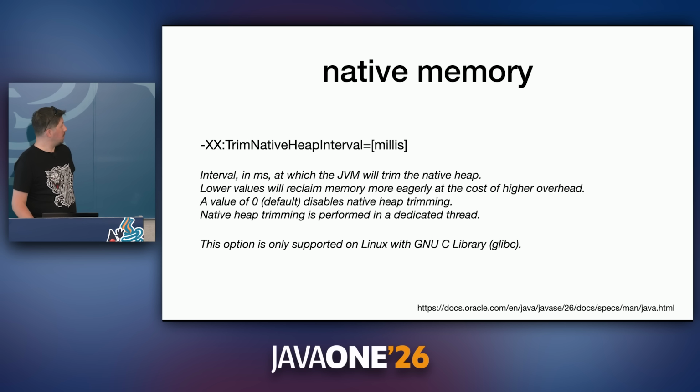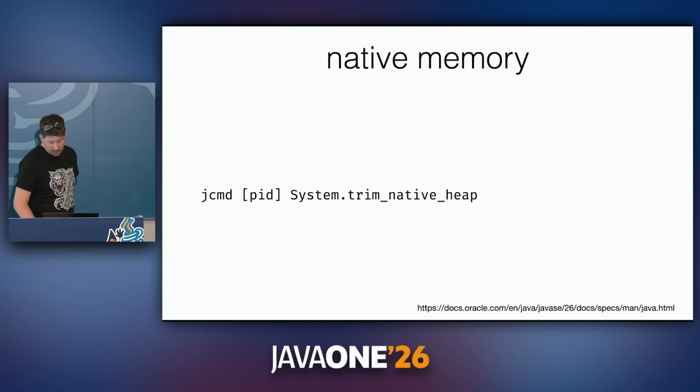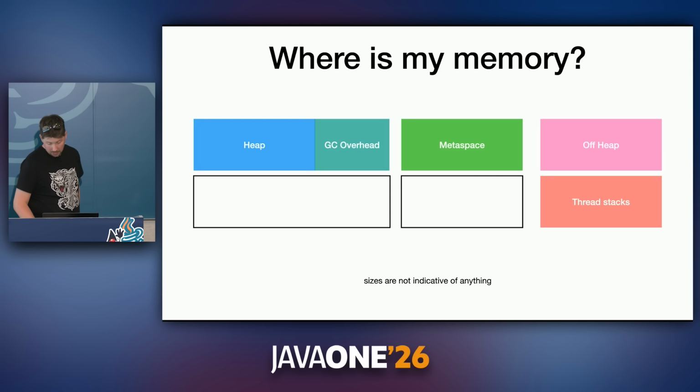And speaking of native memory, there is another thing that I have to mention, which is trim native heap interval. You can control after how many milliseconds the JVM will attempt to trim the native heap. So the JVM can look after that. And there is a caveat here. This option is only supported on Linux with the GNU C library, so glibc. One of the reasons why I like glibc more than Alpine. How else can you trigger that if that's the problem that you suspect? There is a jcmd option to do it. So there is that. And then there are thread stacks.